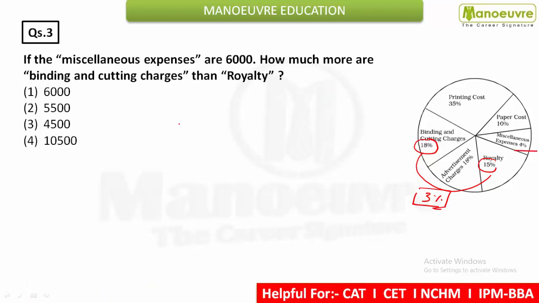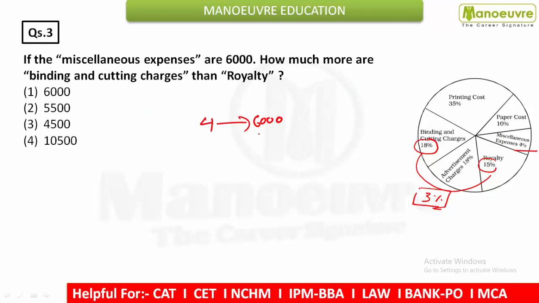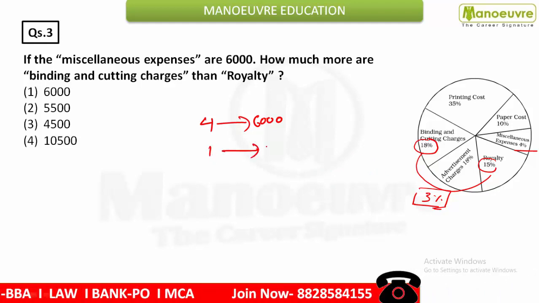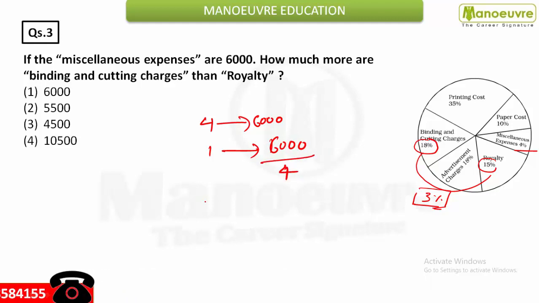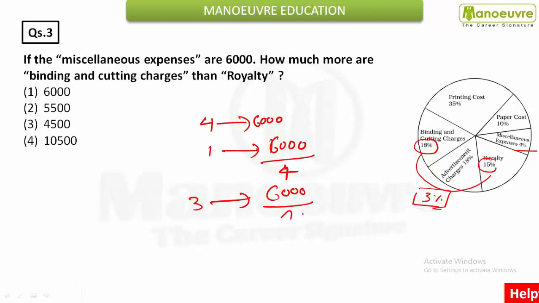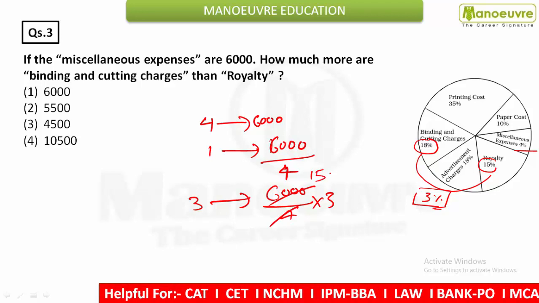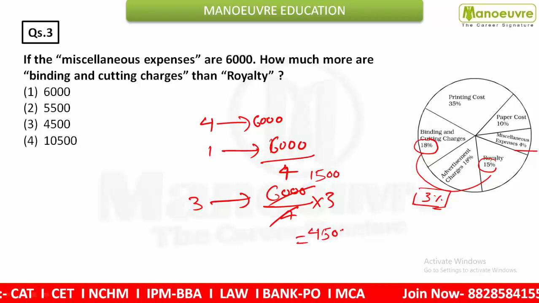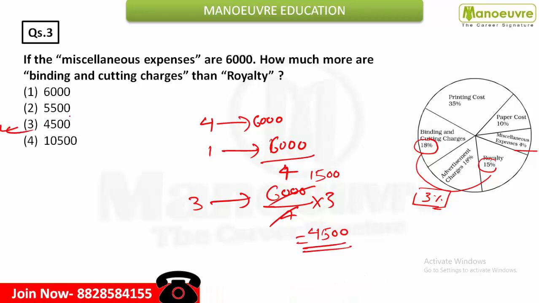Miscellaneous is 4%. So I can say this 4% will correspond to that 6000, and you have to find the value of this 3%. So I can say 1% will be 6000 upon 4, and 3% will be this 6000 upon 4 into 3. So that will give you 1500, and 1500 into 3, that will give you 4500 is the answer. Hope it is clear, and that is your option 3. Okay, so move on to the next one, guys.